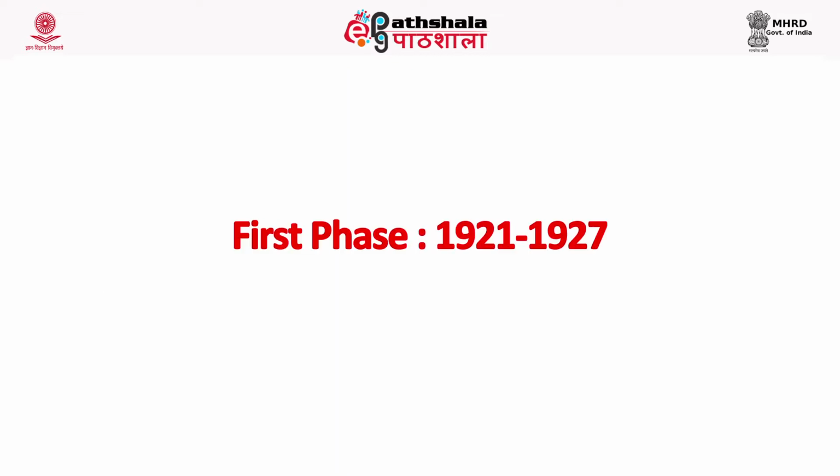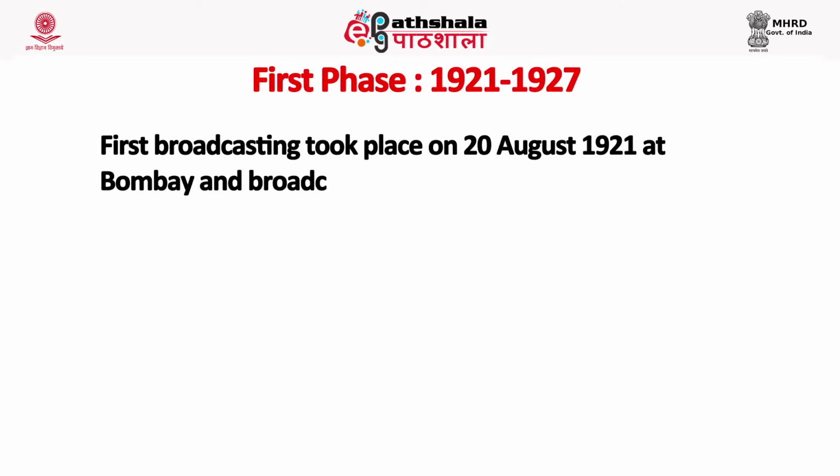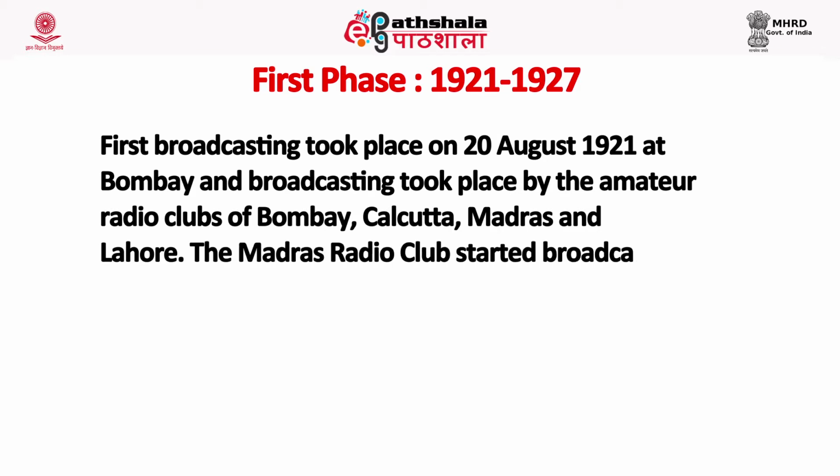So, in the first phase, if we see the timeline, the time duration, it can be said that the first phase is 1921 to 1927. First broadcasting took place on 28th August 1921 at Mumbai, as I said earlier, and broadcasting took place by amateur radio clubs of Bombay, Calcutta, Madras and Lahore.